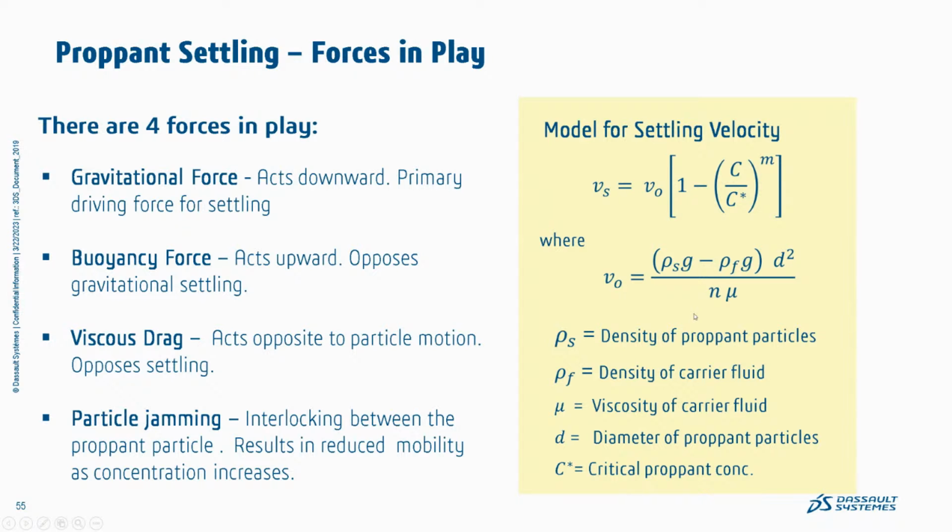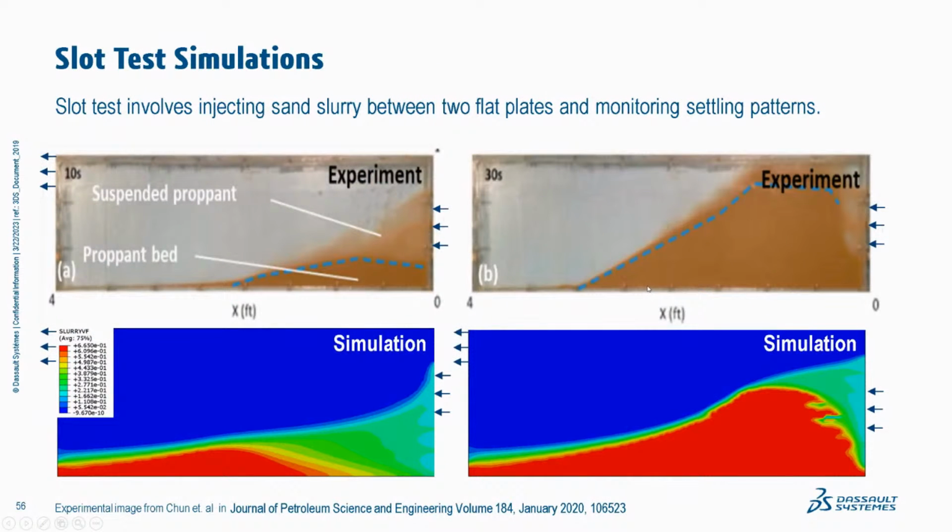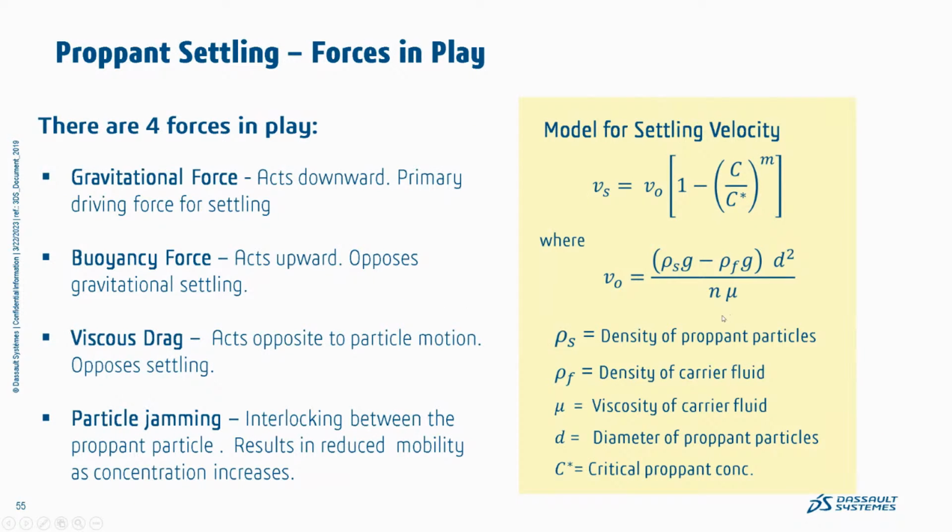The way we determine these M and N parameters is by calibrating our model against experiment. What we have done here is we have calibrated our model against what we call slot test simulation. The slot test involves injecting a sand slurry between two flat plates and monitoring the settling patterns. By comparing the simulation response with the experimentally observed response, we can tweak the values of M and N such that we get a close conformation with experiment. So by calibrating our simulation against the experiments, we can determine the values of the coefficients M and N for a given proppant type.